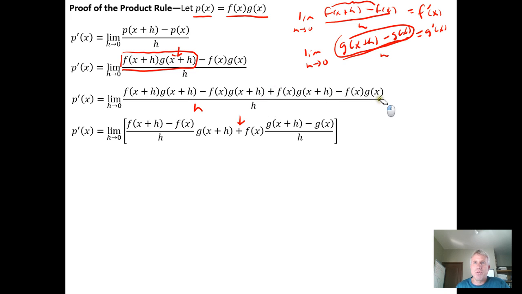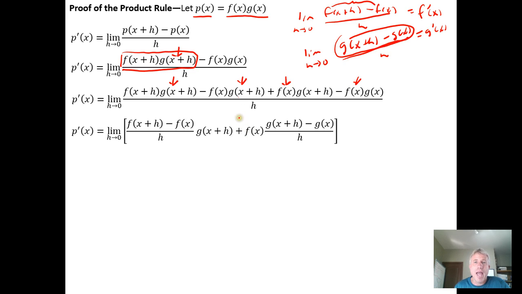And for each of those two fractions, we factor off the common factor. So g of x plus h gets factored off of the first set, and the f of x plus h gets factored off of the second set. So it's just an algebraic manipulation of the previous line, but this right here starts to look like the derivative of f, and this right here starts to look like the derivative of g. So now it's all about homework 2.